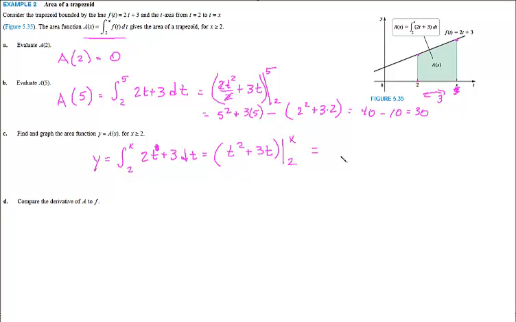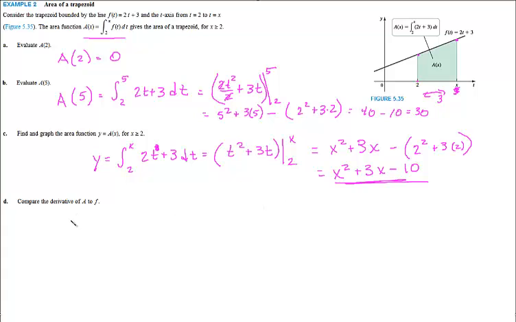Plugging in that x, I will get x squared plus 3x. Oops, I needed a 3 there, 3x, minus plugging in the 2, squared plus 3 times 2. I'll get x squared plus 3x minus 10. So this would be the general formula for the area underneath this line here from 2 to any value of x.